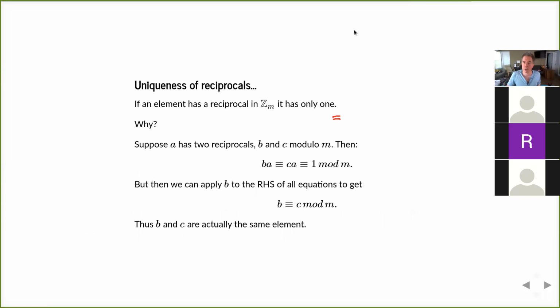Maybe I should just follow here and keep going. So if an element has a reciprocal, it has only one. It might not have a reciprocal, but if it does have a reciprocal, it has exactly one reciprocal, or inverse. I should start using the official term, which is inverse. And this is a proof by contradiction here to show that that's true. So if A had two distinct reciprocals, B and C, then it would be the case that B times A is the same thing as C times A, which is 1. That's just the definition of the inverse.